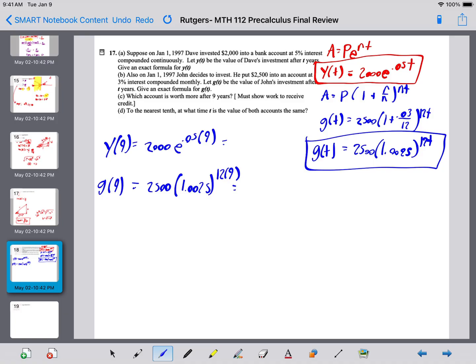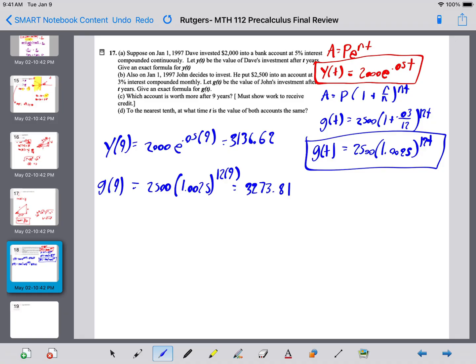So 2,000 times e, remember e is second divide, to the 0.05 times 9 is 3,136 point, it's money, so we're going to round to the nearest hundredth, 62. And for g of t, we'll do the same thing, 2,500 times 1.0025 to the 12 times 9, 3,273.81.